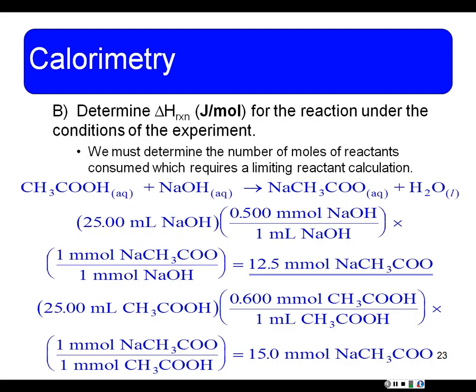Then we want to look at a product. So we picked a product, this sodium acetate right here. We want to pick a product because we want to see which one we are limited by. If we look at our product here, we still have a 1:1 ratio. So we have 1 millimole of NaOH for 1 of the sodium acetate. So we get 12.5. All we did was multiply times 1. Did the same thing here: 25 times 0.6, this was given to you in the problem, times 1 again because we have a 1:1 ratio, and we get 15.